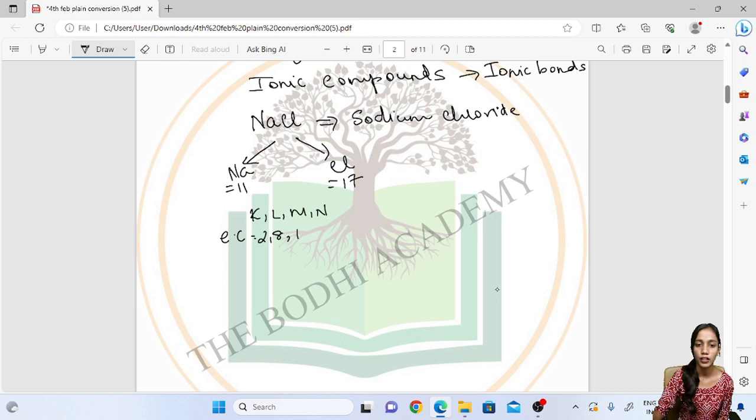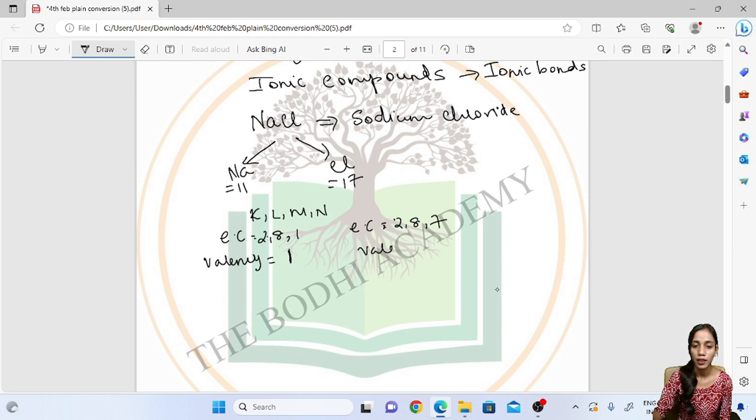The electronic configuration of chlorine will become 2, 8 and 7. Now, what is valency? Valency is the number of electrons present in the outermost shell, or the number of electrons required by the atom to gain a complete orbit. This is the K shell, this is the L and this is the M shell. The outermost electrons present over here are 1, so the valency of sodium becomes 1.